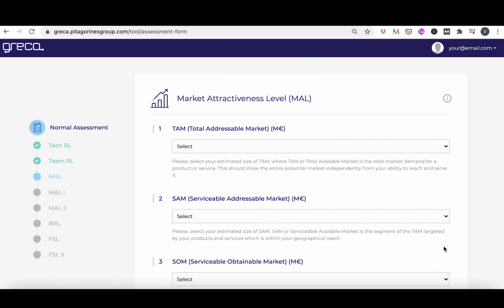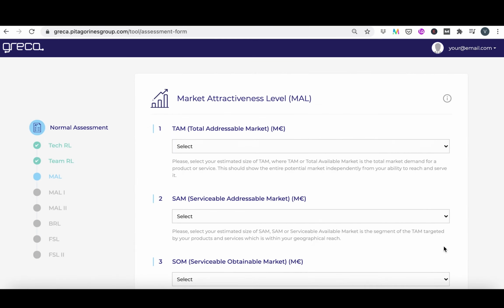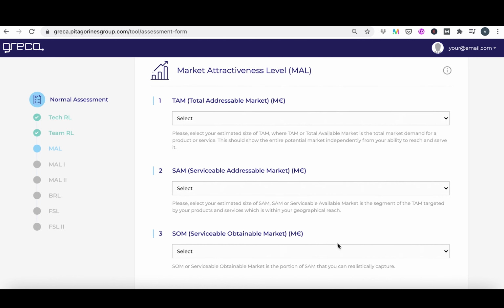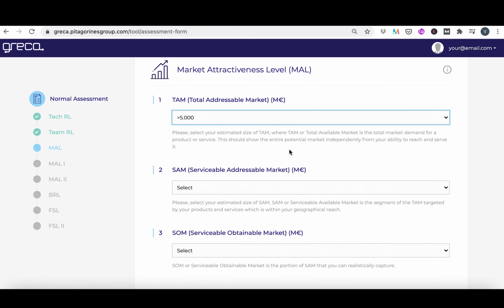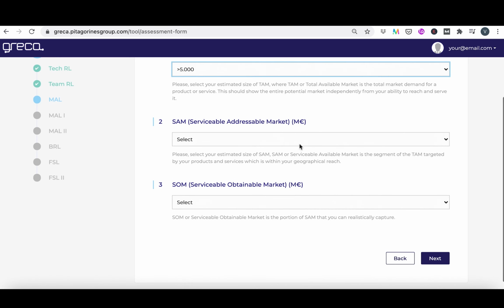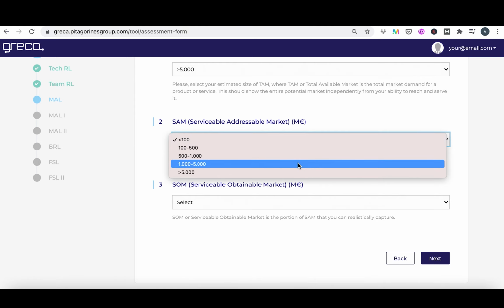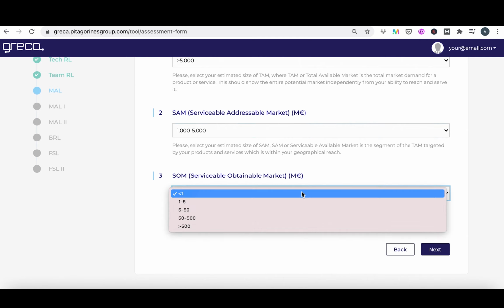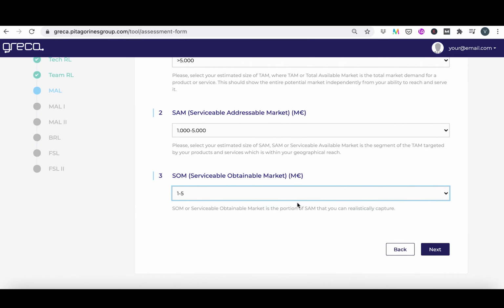We continue with the market attractiveness level, which the GRECA platform determines according to different variables. As we can see here, we start by determining the size of our potential market. To do this, we will indicate the range of our total addressable market, or the total demand for our product or service, our serviceable addressable market, or the size of the market segment we can address, and finally, the serviceable obtainable market, or the segment of the serviceable addressable market that we can realistically obtain.